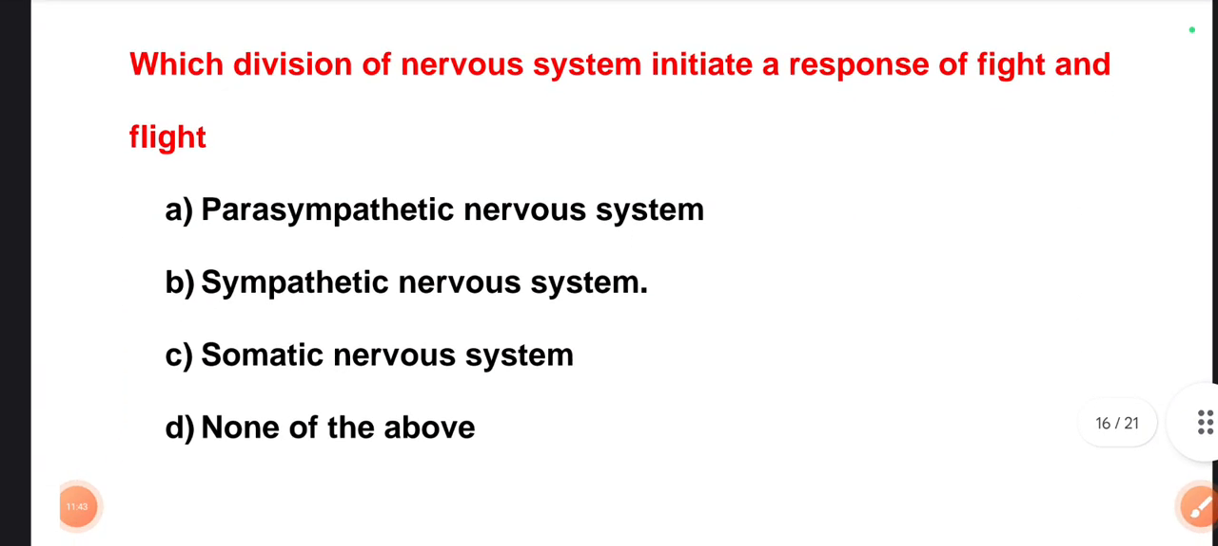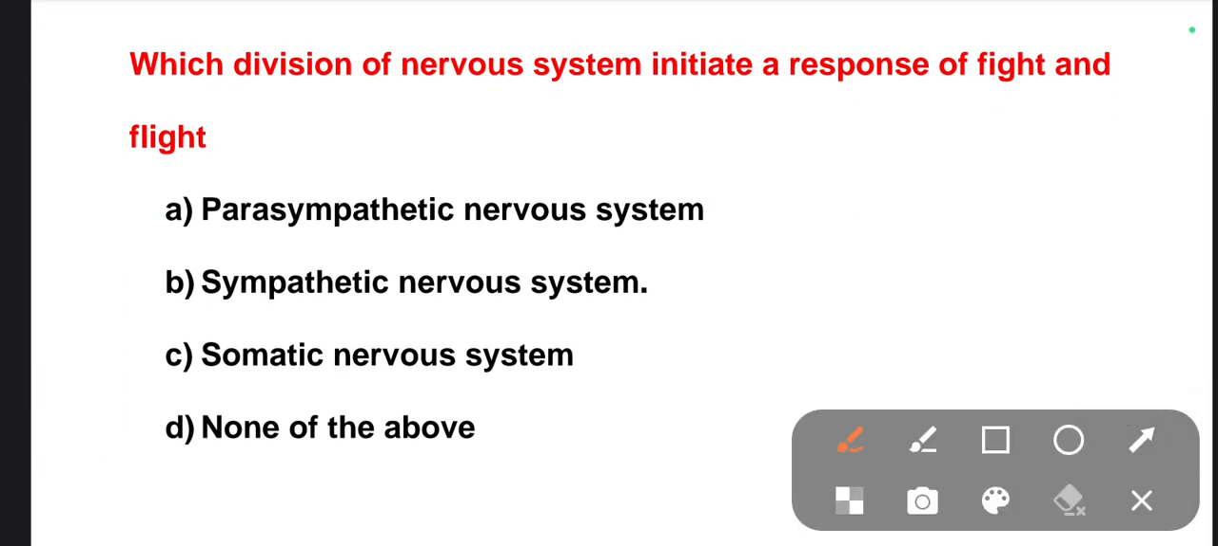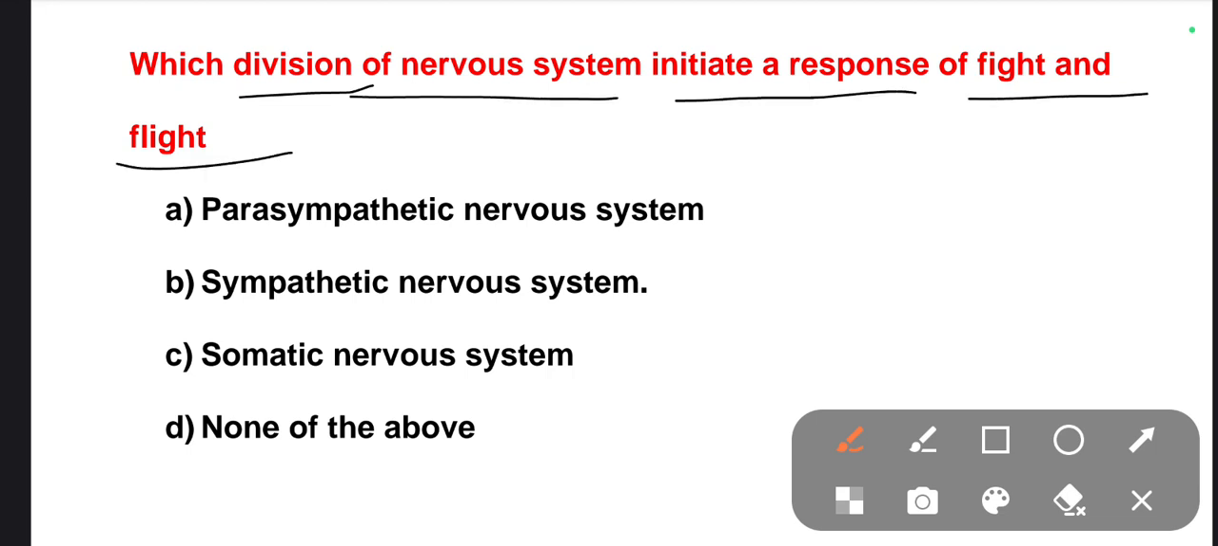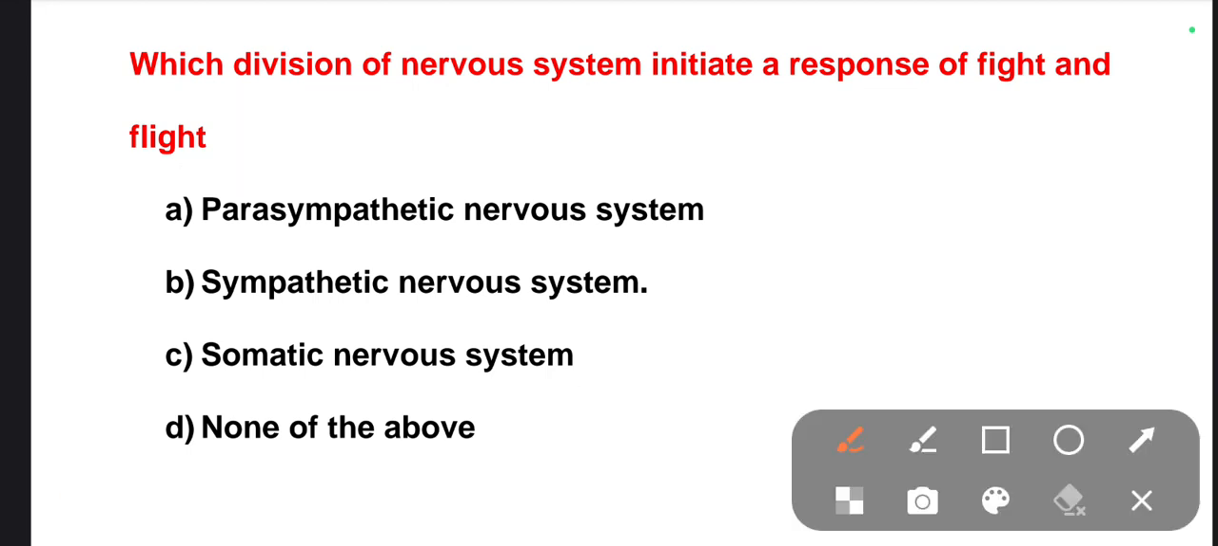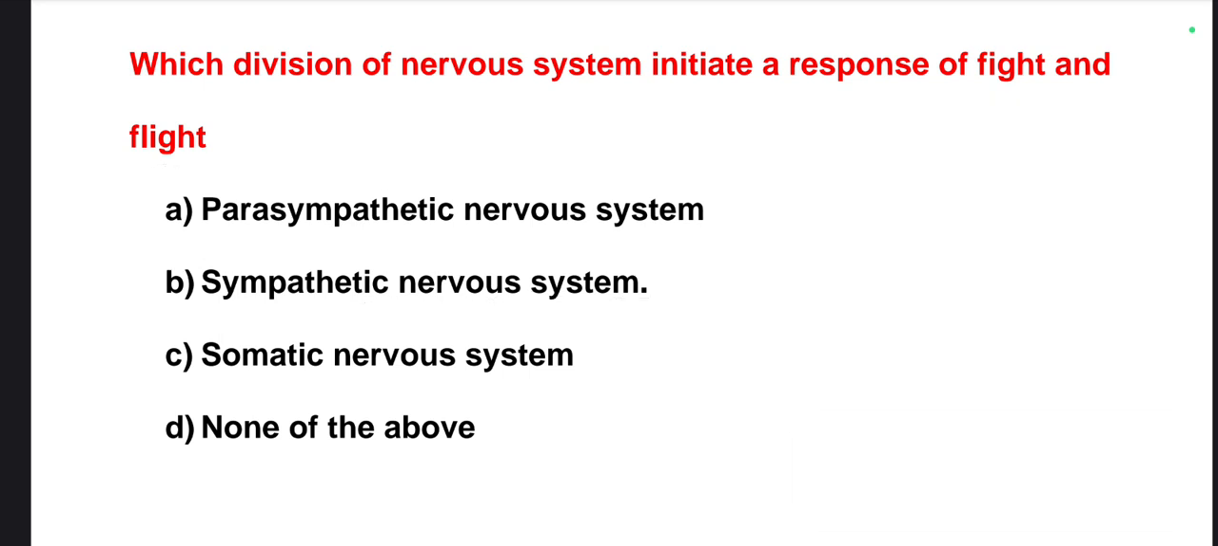We will see the next question. Which division of the nervous system initiates the response of fight and flight? Options are parasympathetic nervous system, sympathetic nervous system, somatic nervous system, none of the above. The right one is option B. The sympathetic nervous system is also known for the response of fight or flight.